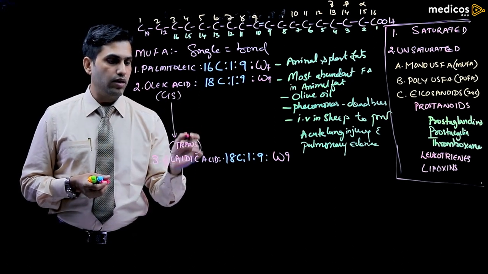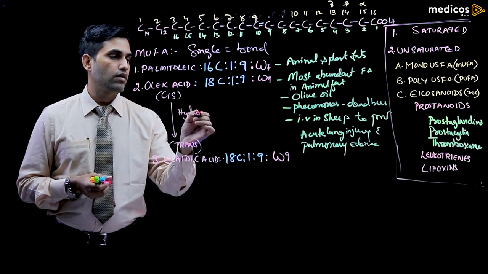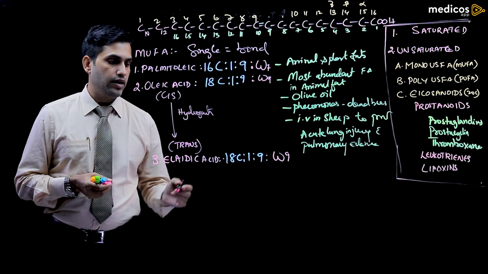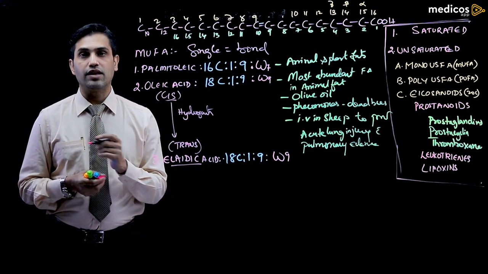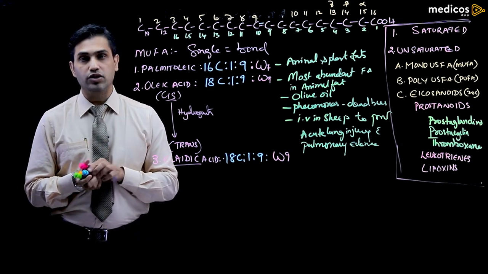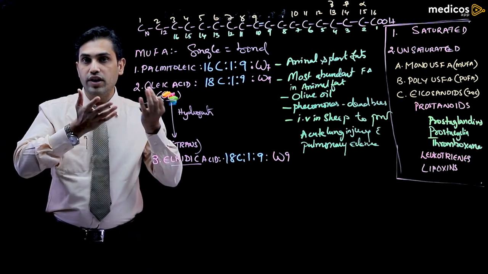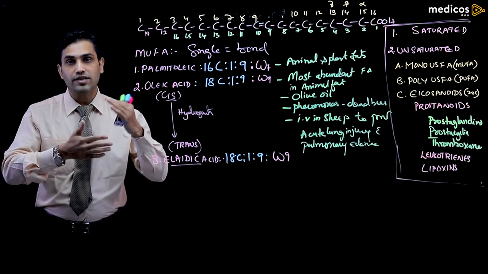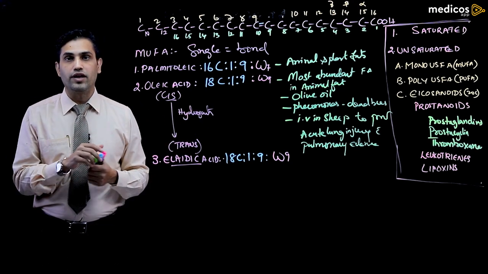Oleic acid on hydrogenation becomes a trans fatty acid. Trans fatty acids have an advantage over cis fatty acids in that they can be stored for a very long time without getting damaged or without getting rancid. So that is why most of the food industry increases the trans fat amount in oil, so that it will stay on the shelf for a very long time.